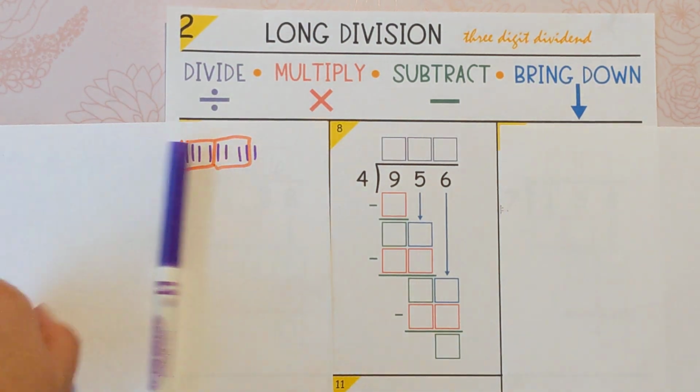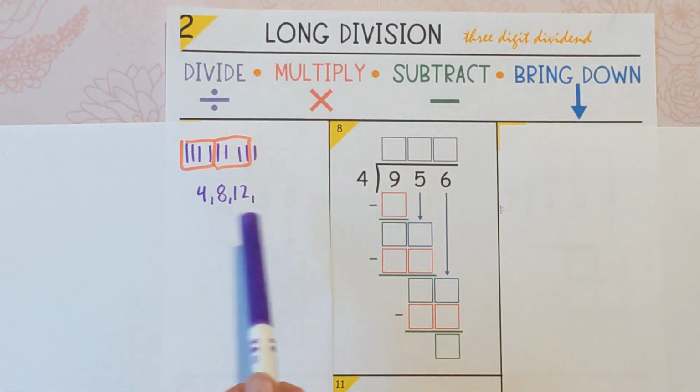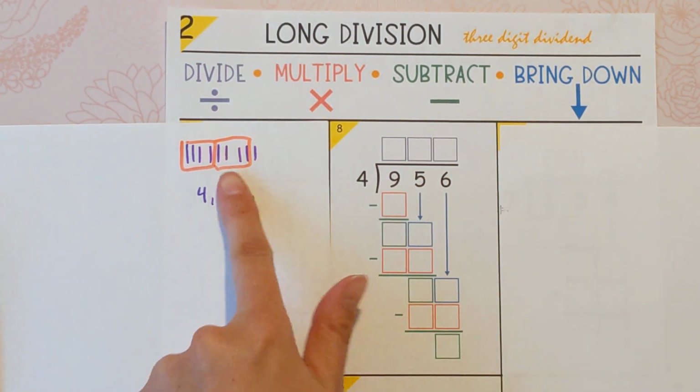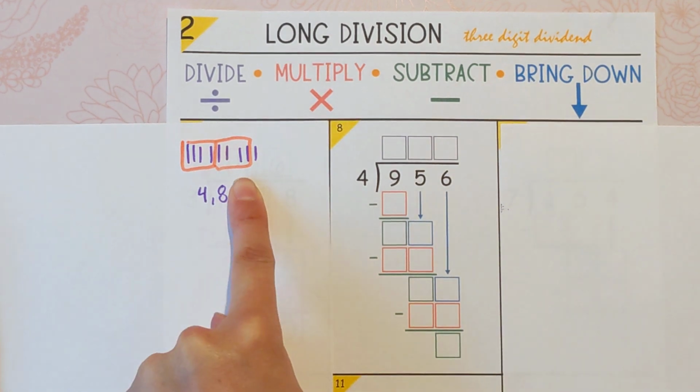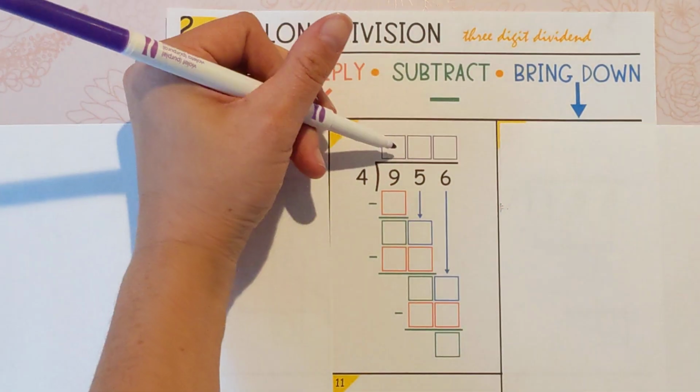My favorite way to do this is actually to skip count and see how close you can get to 9 without going over. I already went over there. You can only do it 2 times. So 4 goes into 9 2 times. I'm going to put that up here.